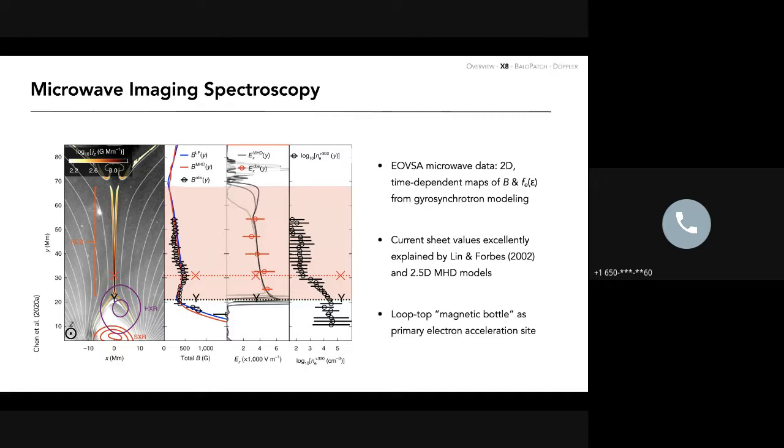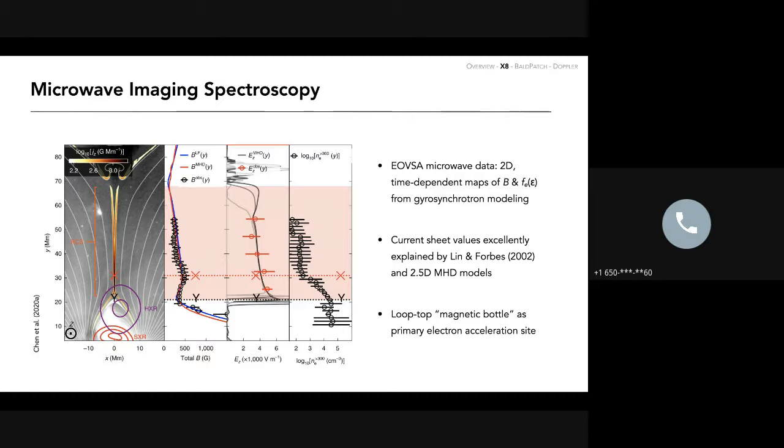Here you can see these hard X-ray and soft X-ray kernels. The hard X-ray kernel is at the loop top from RHESSI. We have soft X-ray kernels, and the loop top source and the soft X-ray source lower down agree with the standard flare model really well.